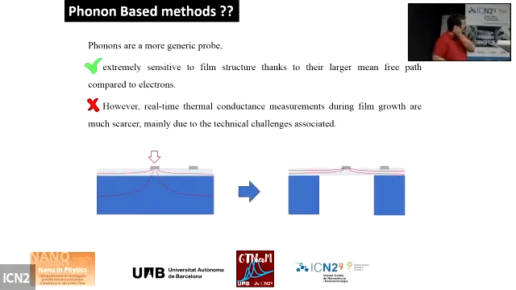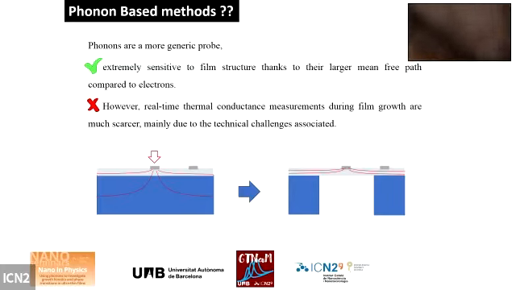We were wondering, as we were developing the 3 omega Bocklane technique, which measures thermal conductance in the plane with extremely high resolution, whether we were able to replicate that experiment using phonons as a probe. Phonons, in contrast with electrons, are much more sensitive to film structure because of their large mean free path compared to electrons.